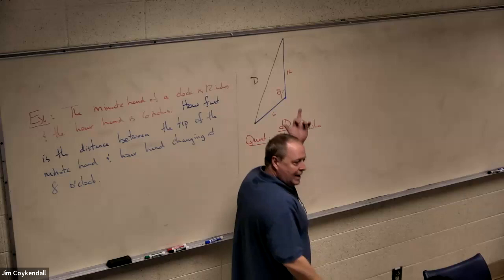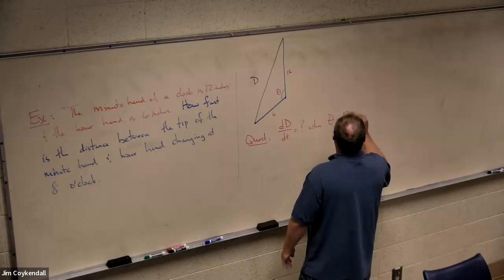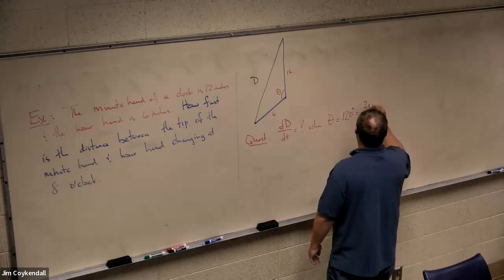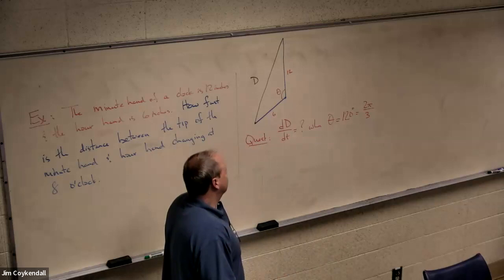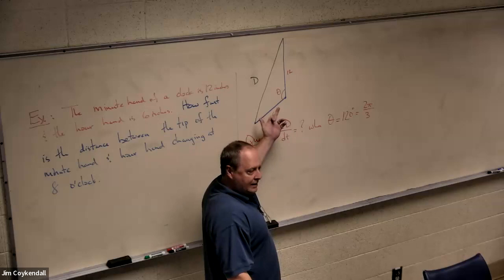Actually, it doesn't really matter if it's 8 o'clock. It just matters what the angle is. Theta is how many degrees? 120 degrees, and I like radians, so that's going to be 2 pi over 3. So, just from putting my eyeballs on this, I need an equation that involves both D and theta.